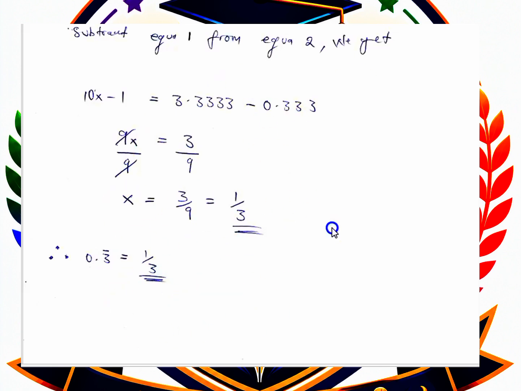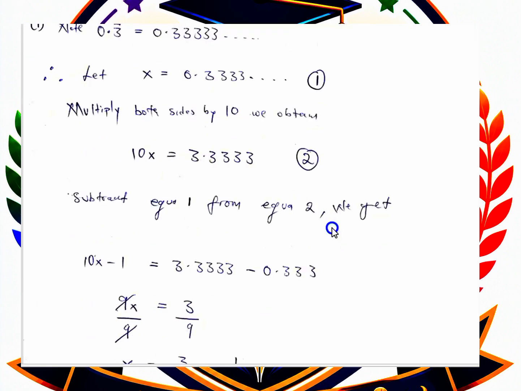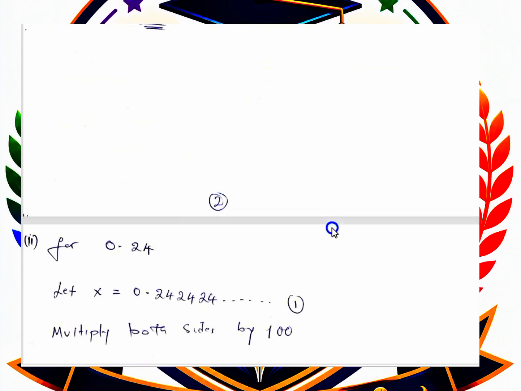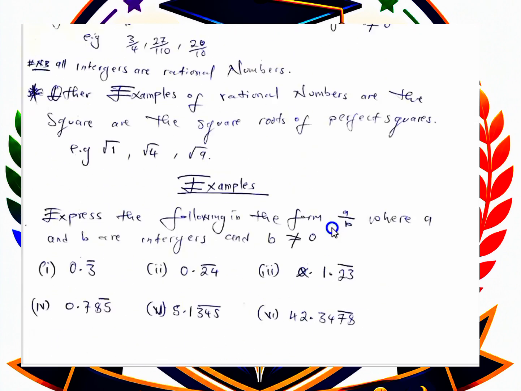So remember, in MSM 111 or MSM 112, we don't use a calculator, right? So you should show all the steps as I've shown you. Now the second example.